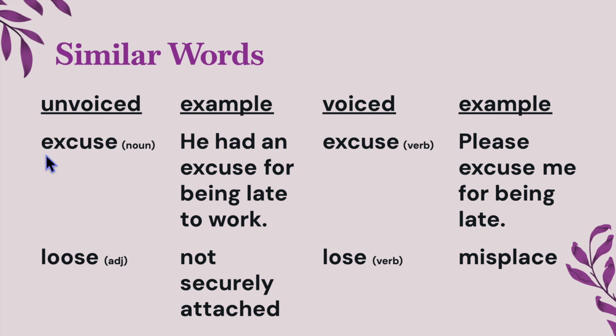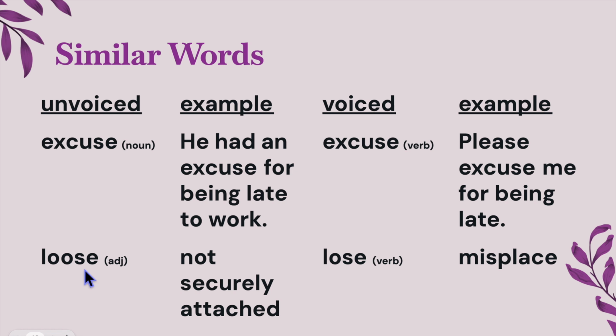Here we have the word excuse with the unvoiced S sound. It's a noun. For example, he had an excuse for being late to work. Excuse meaning a reason. When we change it to Z, it becomes excuse, and it's a verb. Please excuse me for being late.